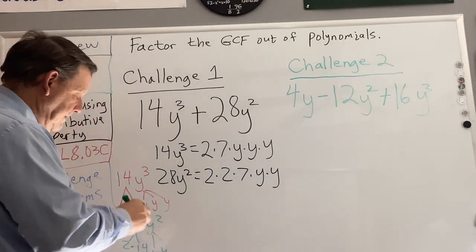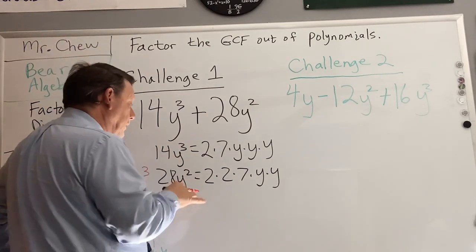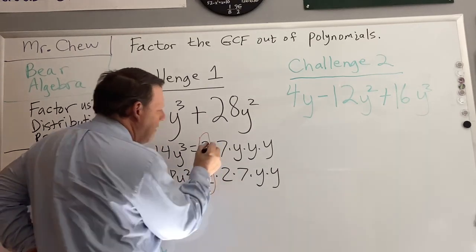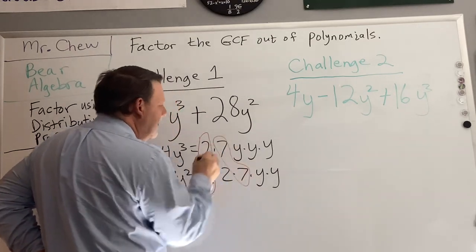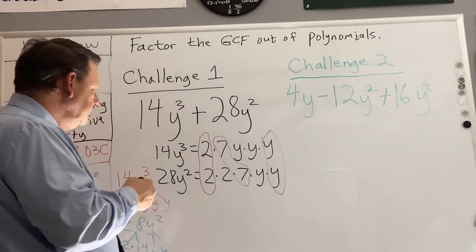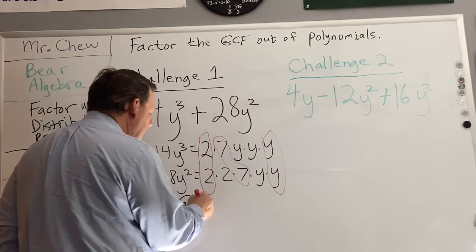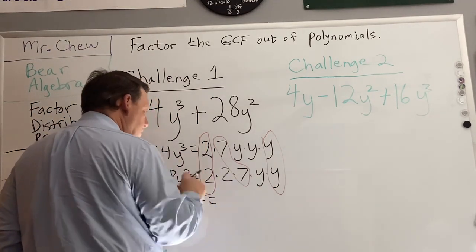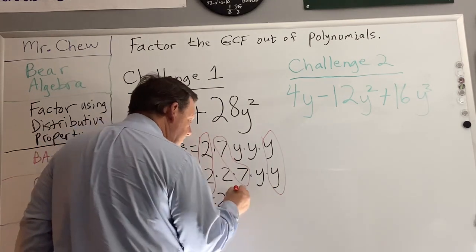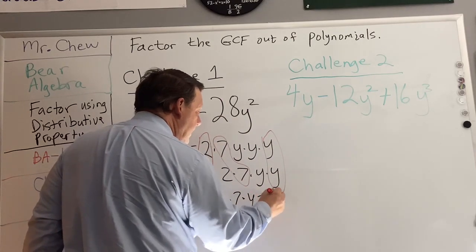Remember what we did next? You circled what's in both or all of them. Well, there's a 2, there's a 7, and there's a y. So my GCF is 2 because I circled it, times 7 because I circled it, times y because I circled it, which is 14y.